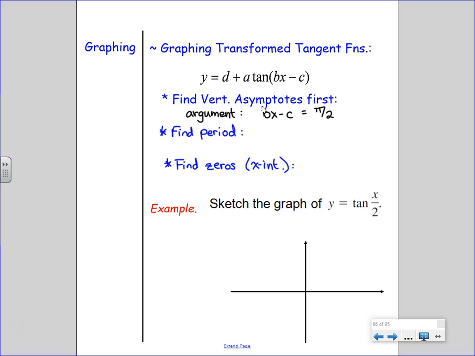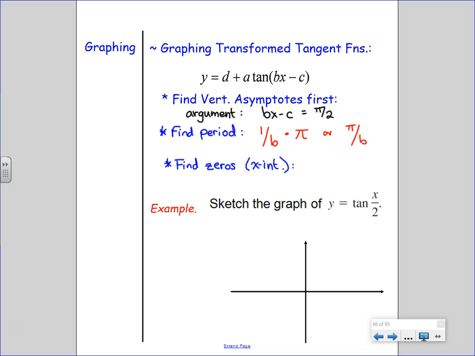How do you find the period? 1 over b times, what do you guys think? 2 pi was sine and cosine. So for tangent, what's his period? Just pi. Or, if you like, you could do pi over b. It probably depends on the situation as to which one you're going to use. So to find the vertical asymptotes, bx minus c equals pi over 2. To find the period, 1 over b times pi, and that tells you how far away to put the next vertical asymptote from the first vertical asymptote.